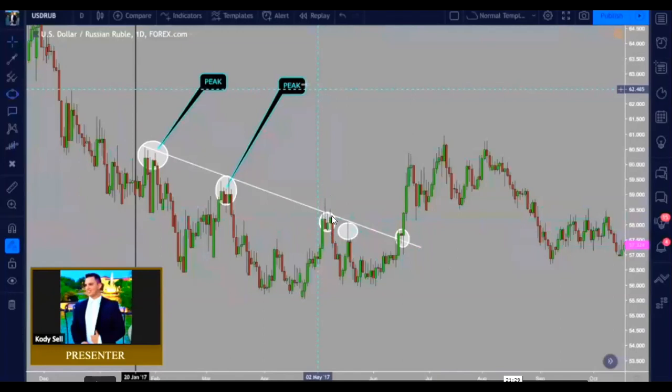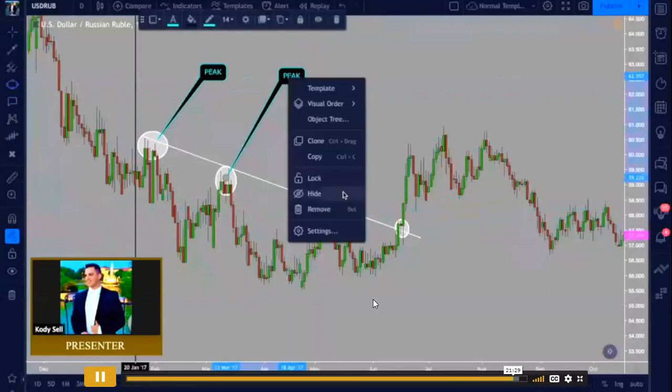Because if you look here, you can see how price respected this trend line, even though he drew it here. And when it broke, it broke here and then it went up. Well, let's say he adjusted it. Let me see if he actually covers this in the end part of this video. Let's watch.